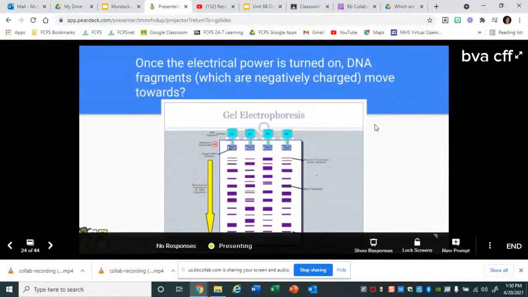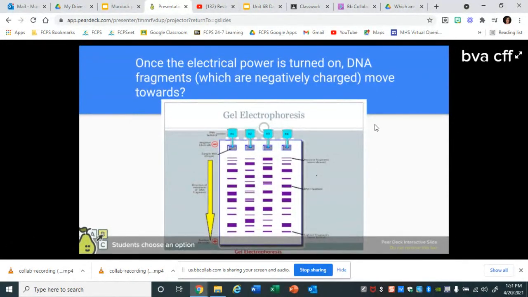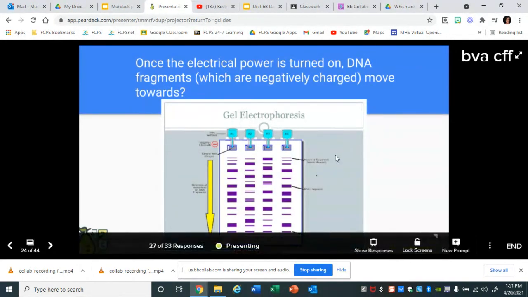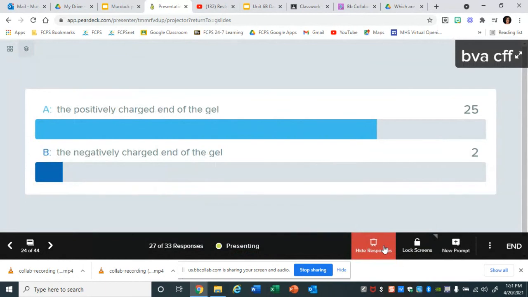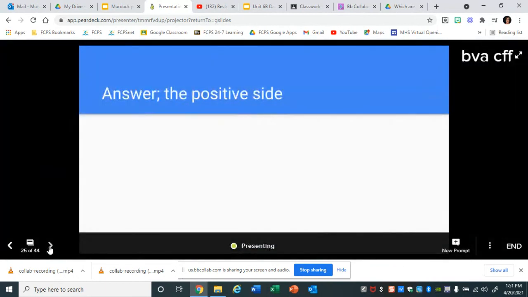Okay. When you turn the power on, DNA fragments move towards. Would you like me to put these on the test? Shall I make these multiple choice questions for you? Would that be nice? Just give you a bunch of questions with only 2 choices each. Those are always nice. Yes, towards the positive end. Beautiful. So they start at the negative end, they move towards the positive end.